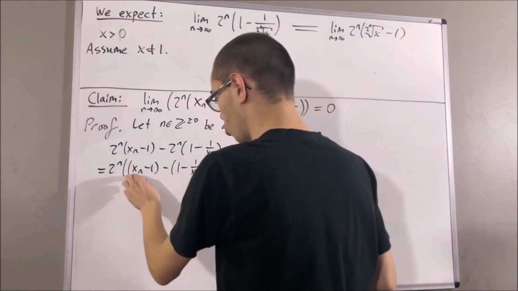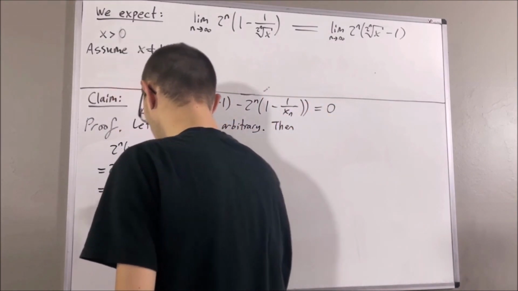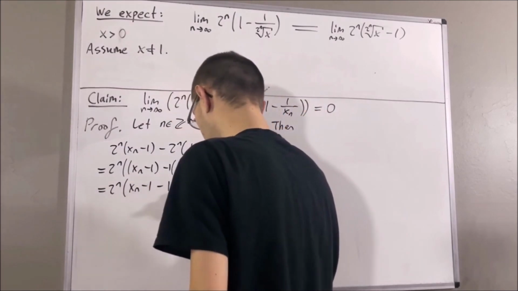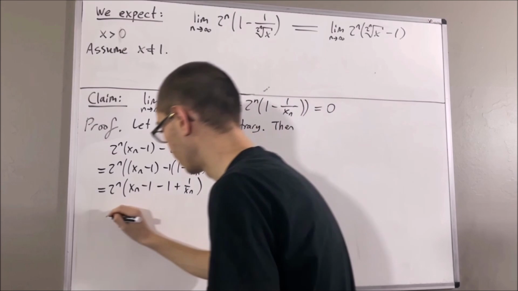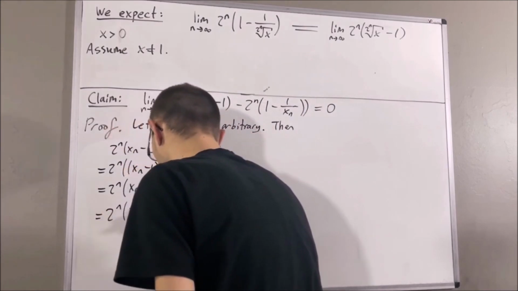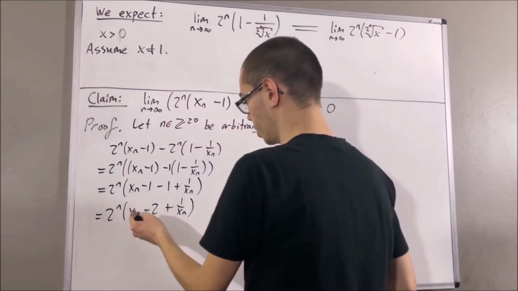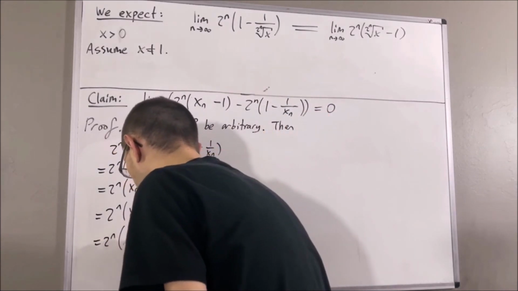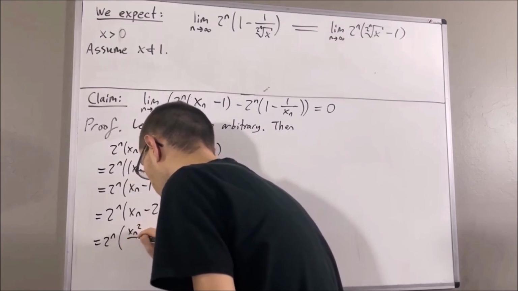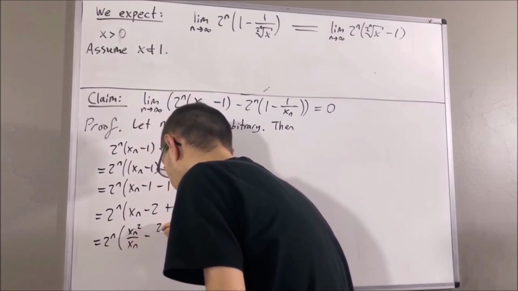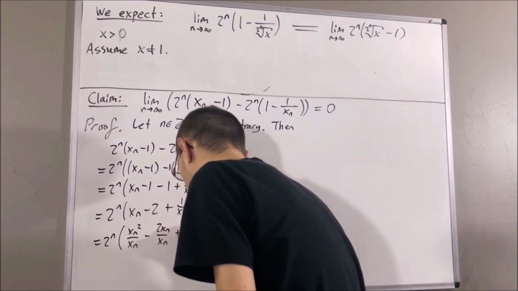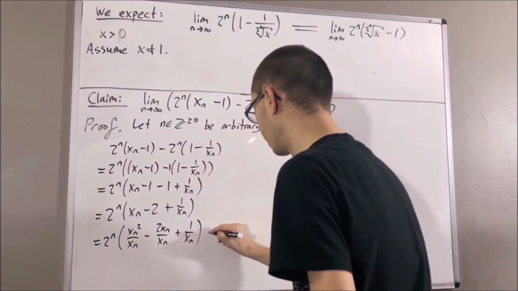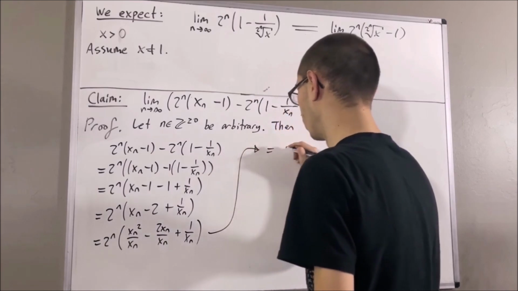And next I'm going to drop the parentheses here, and I'm going to distribute the -1 across this parentheses. And so combining the -1s together, that's just -2. And now we're actually going to combine these all into a single fraction. And if we do that, we're going to write xn as xn squared over xn, write 2 as 2xn over xn, plus 1 over xn. So now we can combine these guys into a single fraction. I'm just going to move over here. What do we get?